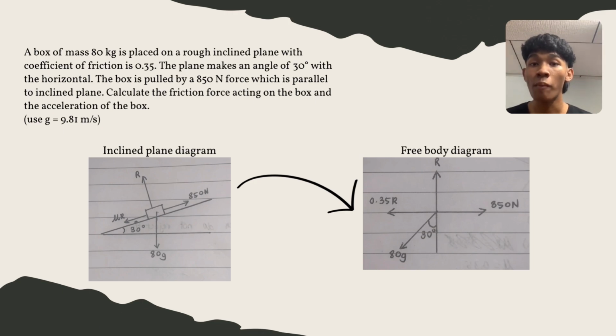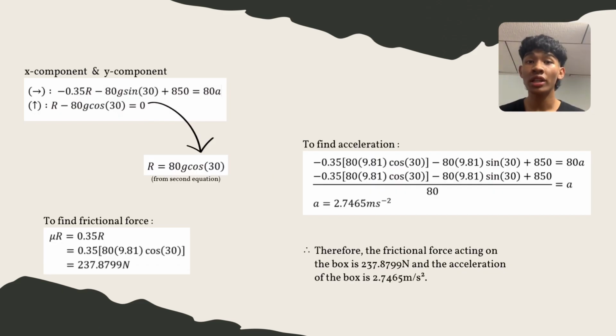Okay, so based on this question, we will transform it into an inclined plane diagram which is on the left side. Then, we convert it into a free body diagram like on the right side. To convert this situation into a free body diagram, we will have to do a minor rotation to make sure the normal reaction, which is R, is the y-axis and the inclined plane is the x-axis. After we convert it into a free body diagram, we can transform it into an equation for the x component and y component.